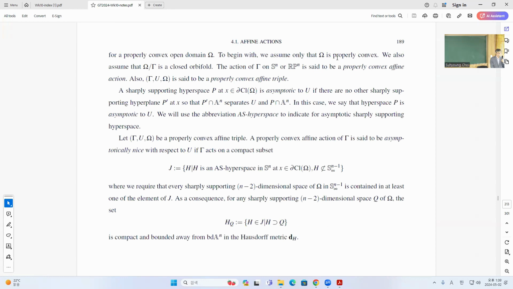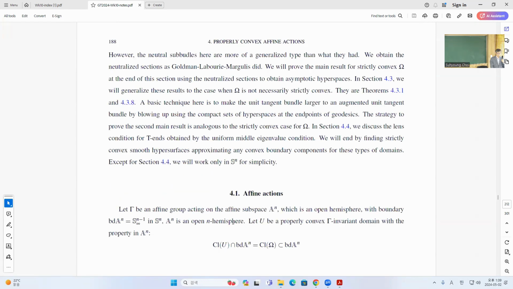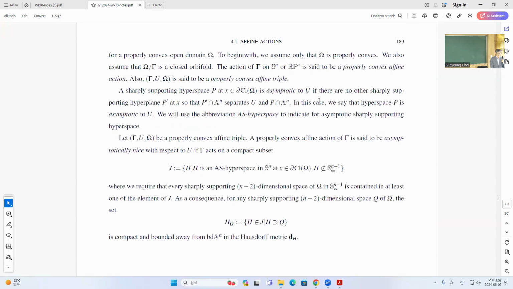And then we assume that this gamma action is of course a closed projective orbifold, and the action is said to be properly convex affine. So if there is a U which is invariant under this, then this is said to be properly convex affine action. So this gamma, U, omega is said to be a properly convex affine triple.